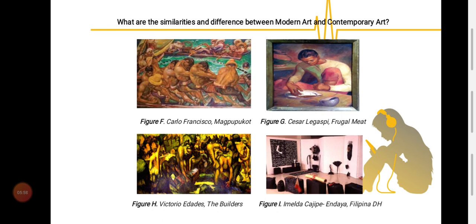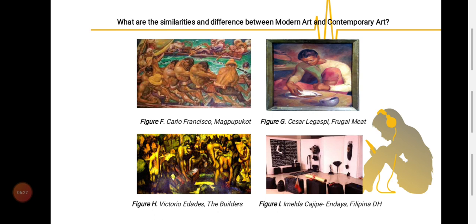Through the figures that we have seen on the screen, figure F shows Carlos' depiction of fishing as a difficult process. So that is one of the modern arts that until now is still being done by our fishermen. Figures G and H show the oppressive condition of the underprivileged classes. So this painting was a really modernized action of the people.